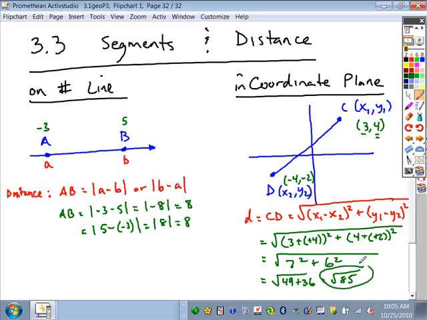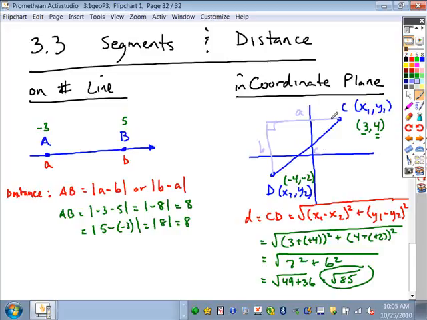Okay, we'll derive this formula when we get into triangles. But really, for those of you who have seen it or been exposed to this before, what we're really looking at is a squared plus b squared is equal to c squared. The Pythagorean theorem is where the distance on a coordinate plane is derived from.